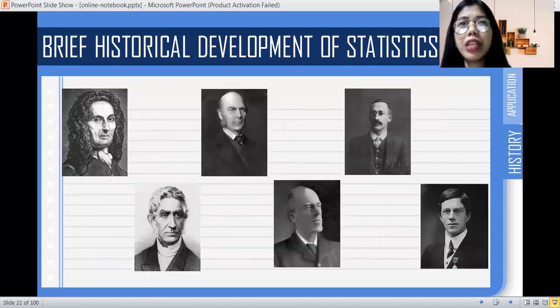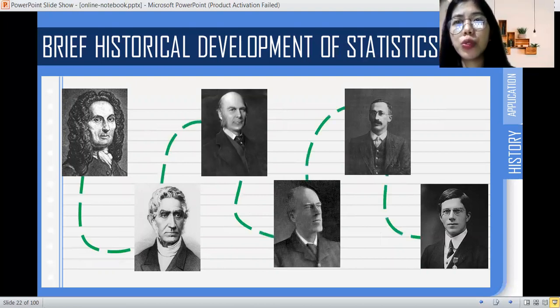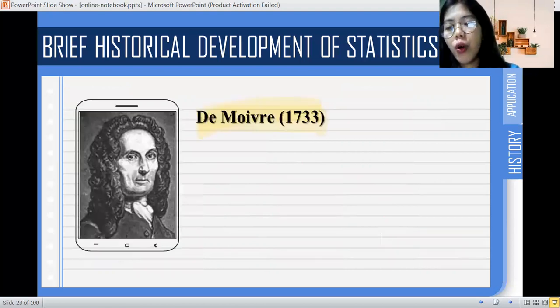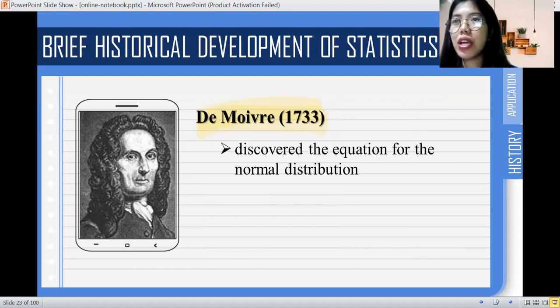So, meron din po tayong mga important persons, mga key persons in the field of statistics. Meron po tayo ditong 2, 4, 6, 6 po. Marami sila pero sa ating presentation for today, we have 6. First, we have si Demir or yung sa other pronunciation, Demoivre. Okay? So, siya po ang nakadiscover sa equation of the normal distribution.